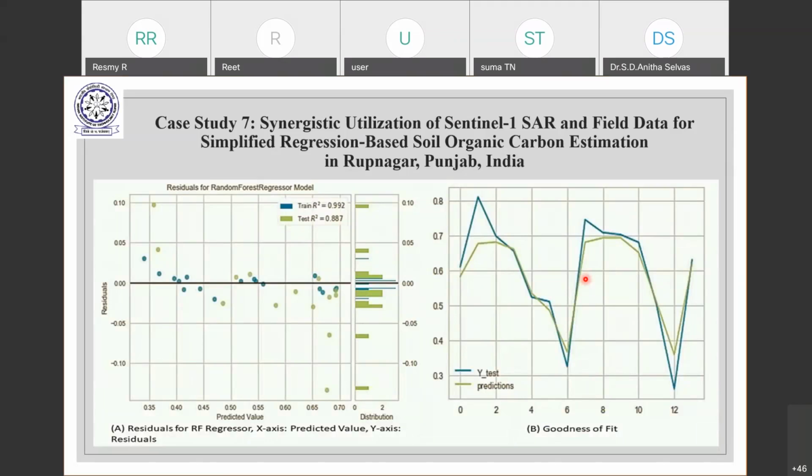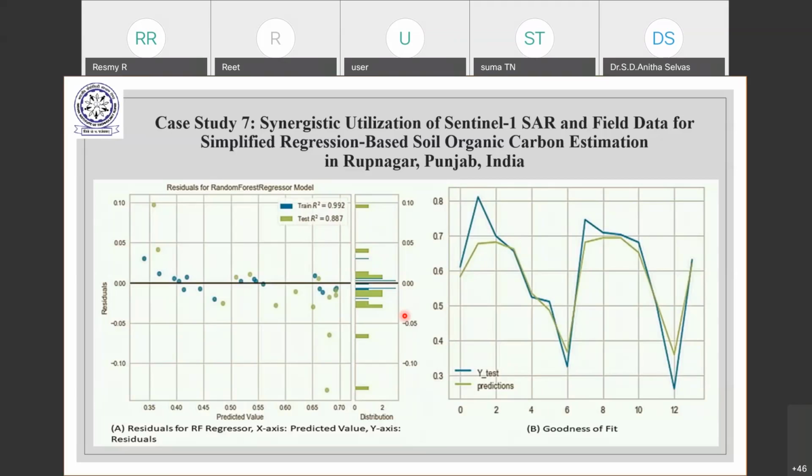After training, at the training phase we achieved an accuracy of 99%, and at the test phase we were able to get an accuracy of 88%. 88% may seem a little bit lower, but this was much higher than any other method. And here we used two types of equations. One is the random forest regression and another is the ordinary least square regression.